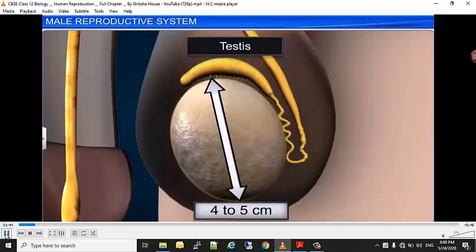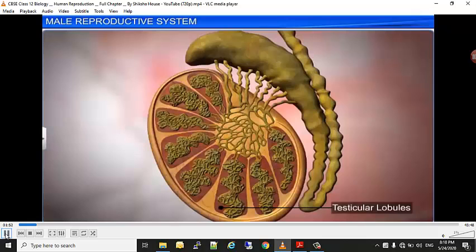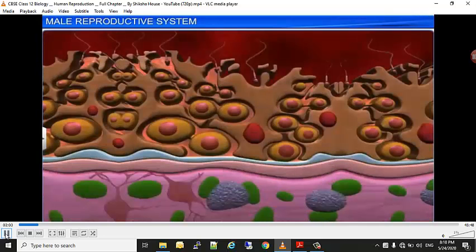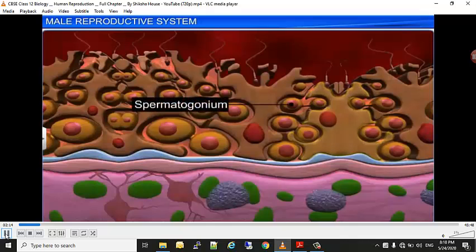Each testis has 200 to 300 compartments called testicular lobules. Each lobule in turn contains 1 to 3 highly coiled seminiferous tubules. The lining of each seminiferous tubule is called the germinal epithelium and contains the male germ cells known as spermatogonia, and Sertoli cells. The male germ cells undergo meiotic division to form mature sperm cells. This process is called spermatogenesis. The Sertoli cells provide nutrition to the germ cells.